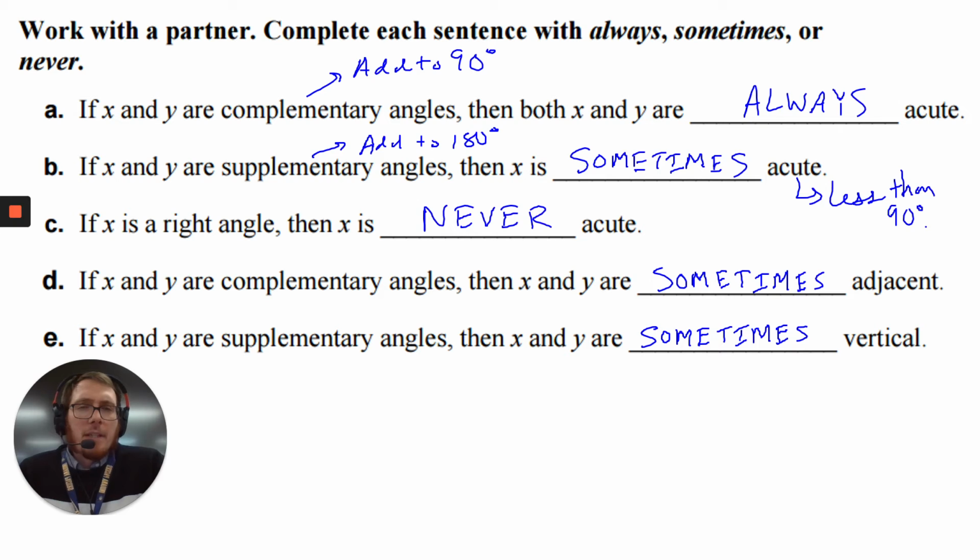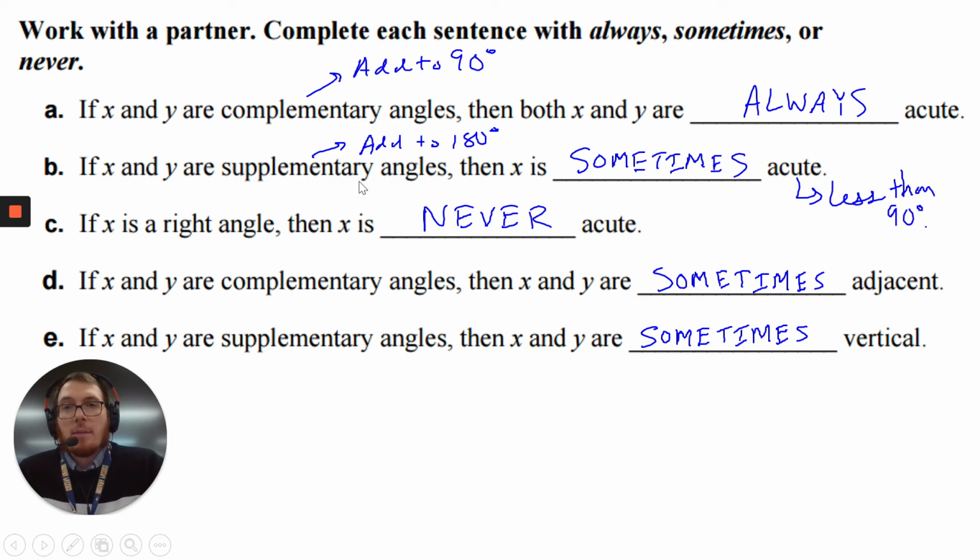Okay, you're going to get some of these always, sometimes, never questions or true-false scenarios. These are really popular in geometry questions. You can probably expect to see some of these styles of questions as we go through these geometry sections. I think they're good questions to make sure you understand the definitions. So this says if x and y are complementary, then both x and y are acute. If two angles are complementary, that's two angles that add to 90. Acute means less than 90, and wouldn't both angles have to be less than 90 to add to 90? So this is always acute.